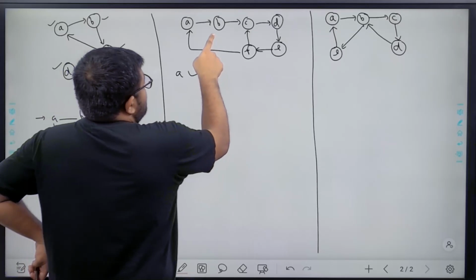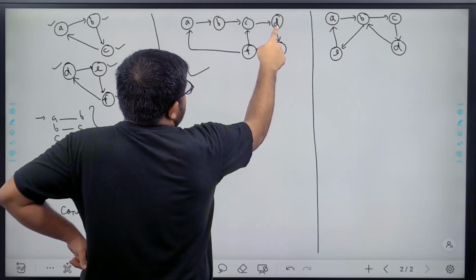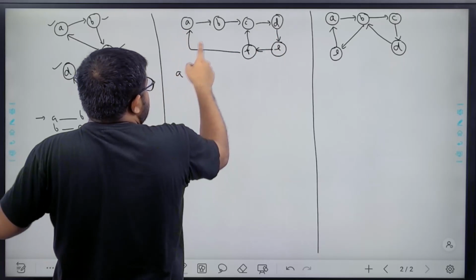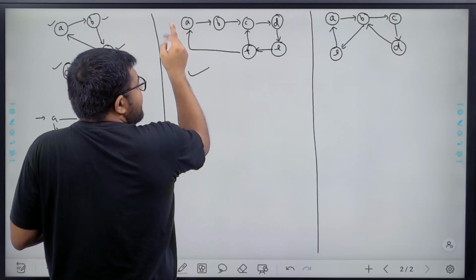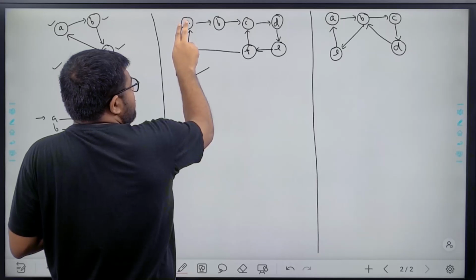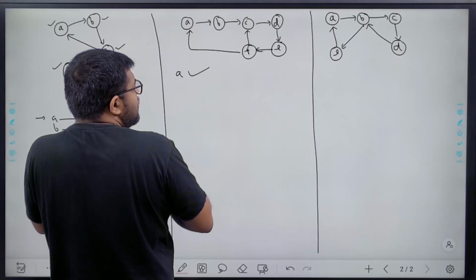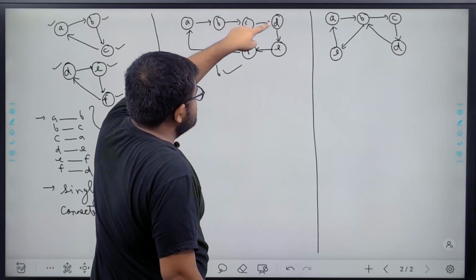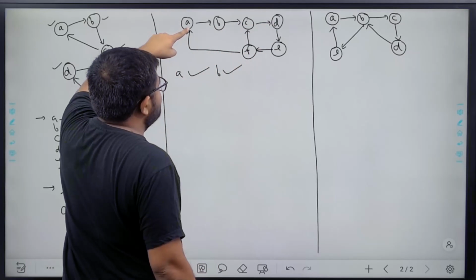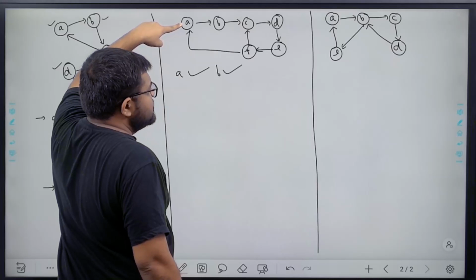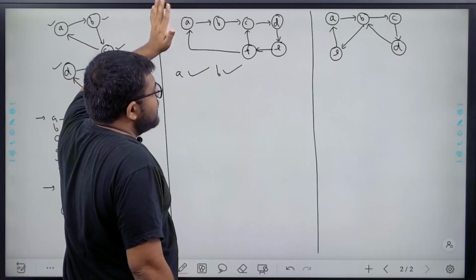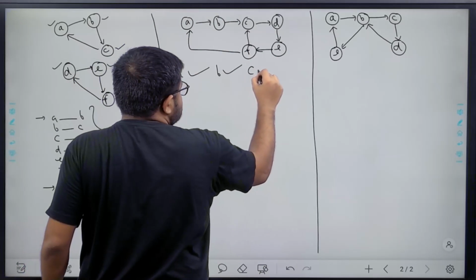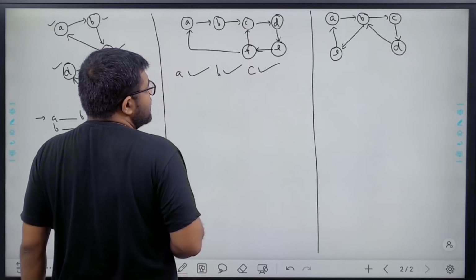So look here, from B I can go to C, then D, then E, then F, and then A. So there is a path from B to A. If there is a path from B to A, and from A I am able to visit all the other nodes, I will be able to visit all the nodes from B also. Now from C to D, D to E, E to F, and F to A. So from C to A there is a path, and from A there is a path to all the other vertices. So from C also there will be a path to all the other vertices.